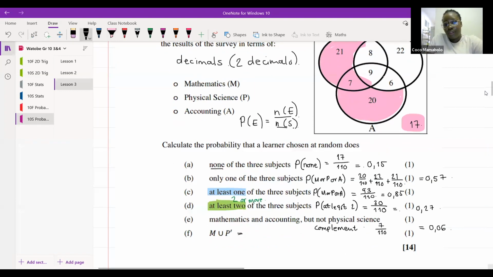So we need to add all of them together over 110, please. So what is that? 48, 65. Oh, very, very quick. 65 over 110. Please give it to me as a decimal.